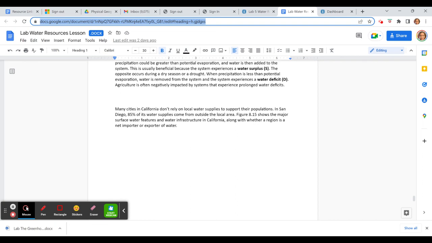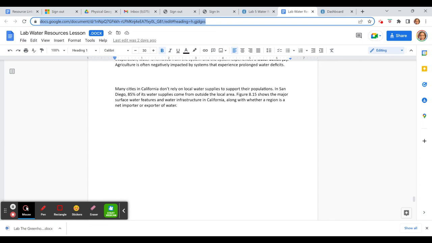Many cities in California don't rely on local water supplies. In San Diego, 85% of water supplies come from outside the local area. And Figure 8.15 shows the major surface water regions for California.